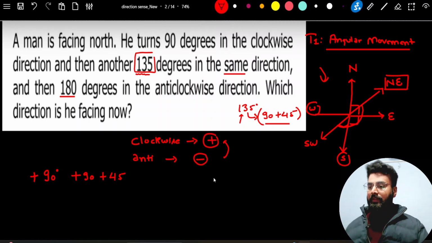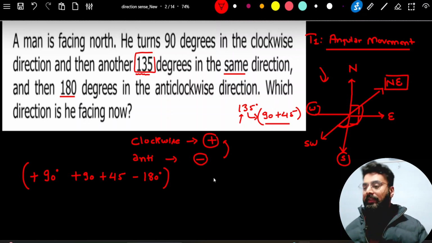So 90 plus 45. And then finally a 180 degree turn, but in the anti-clockwise direction. Remember, for anti-clockwise direction we'll use a negative sign. So you have to find what will be the overall effect of these three turns. See how easy it will become.